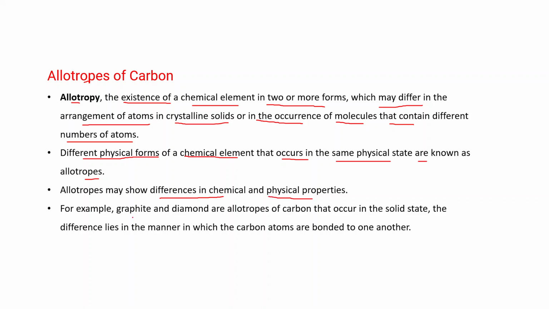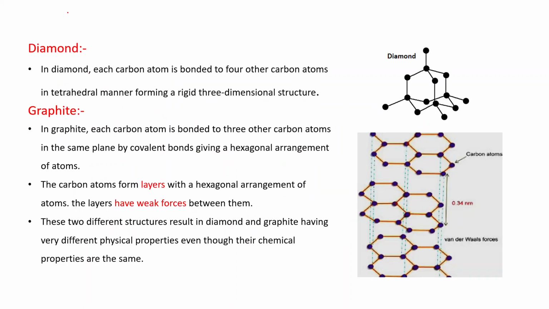For example, very common, graphite and diamond are allotropes of carbon that occur in the solid state. The difference lies in the manner in which the carbon atoms are bonded to one another. Now, let us see the arrangement of carbon atoms in these two allotropes of carbon. First come to the diamond. In diamond, each carbon atom is bonded to four other carbon atoms in a tetrahedral manner, forming a rigid three-dimensional structure.